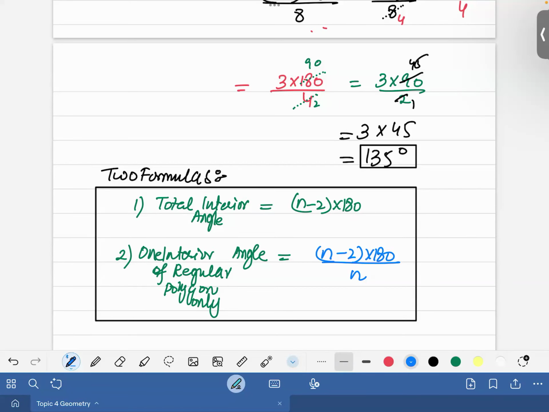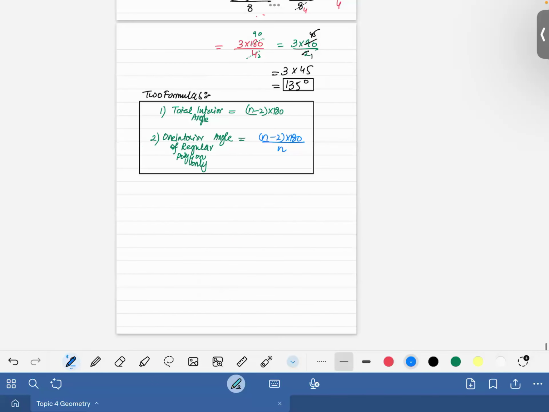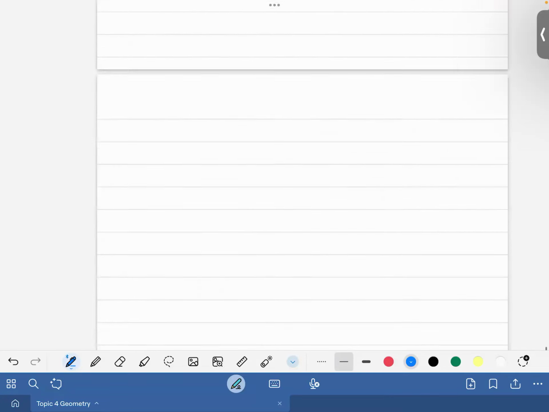Now after understanding interior angles, we need to understand what exterior angles are, because that is also very important from the exam point of view. So try to understand. This chapter is very easy. All you need is a good grip on these four formulas which I'm going to show you right now. Okay, so we are done with the interior angles. Let me start the exterior angles on the next page.